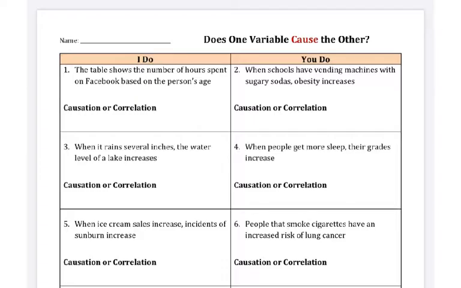So on your paper, you're going to do numbers 1 through 10. So video notes 2, I need numbers 1 through 10. Okay, let's start with number 1.